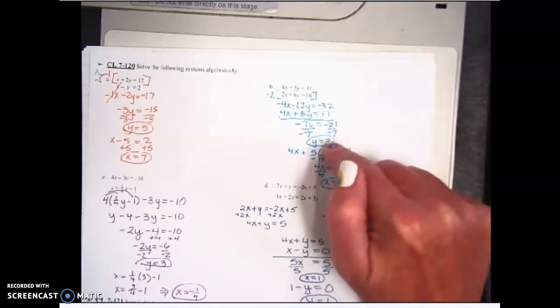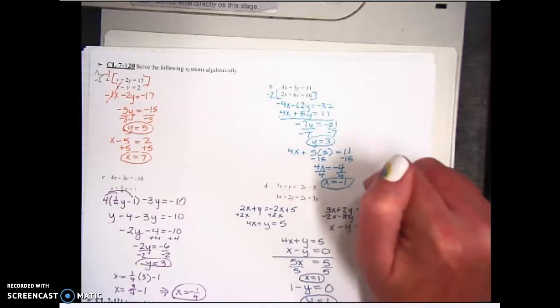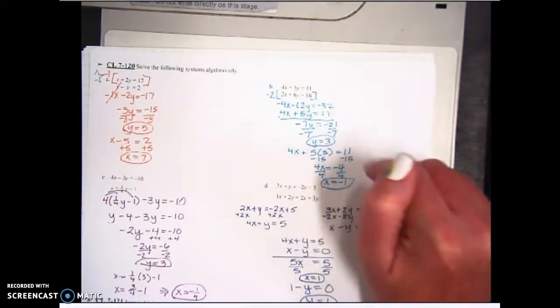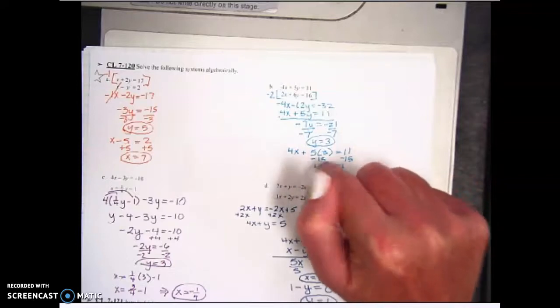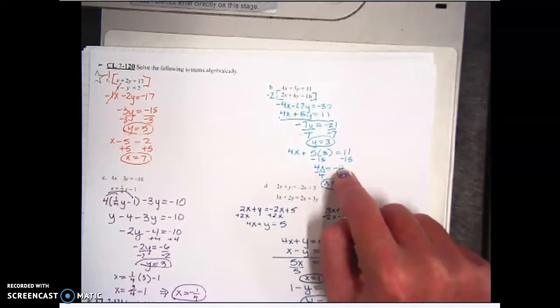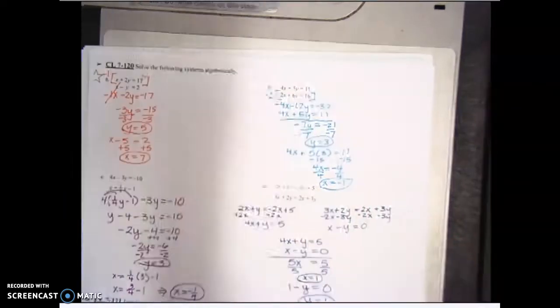Then I substituted that back into the first equation, so 4x plus 5 times 3 equals 11, which is 15. So I subtract 15 from both sides and I get 4x equals -4. The inverse operation is to divide by 4, so I get x equals -1.